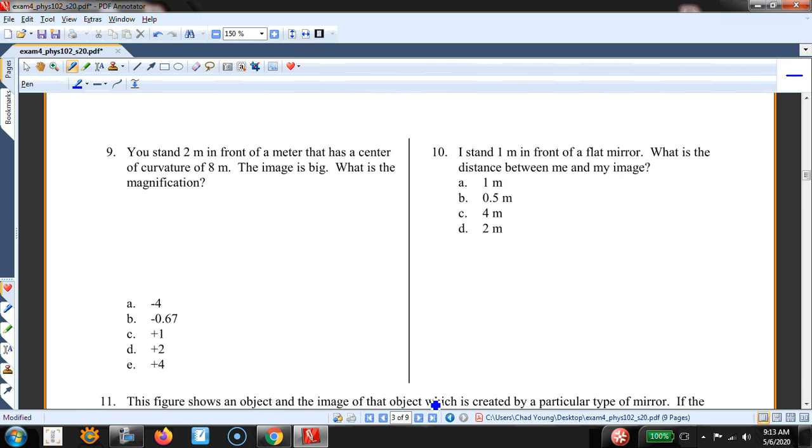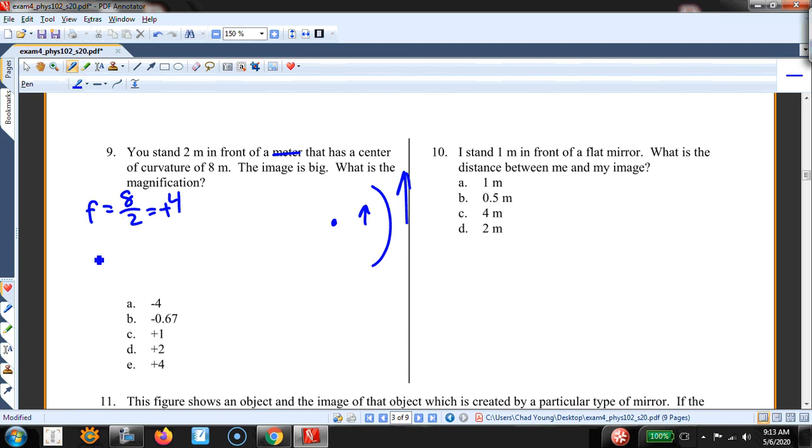You stand 2 meters in front of a mirror that has a center of curvature of 8 meters. The image is big. What is the magnification? Okay, so if I'm standing inside the focal length and my image is big, that means I'm standing next to a concave mirror. Knowing your ray diagrams will help you. That's the only situation where I have that. I'm inside the focal point. And the focal point here is equal to 8 divided by 2. That's 4. It is positive because it's a concave mirror.